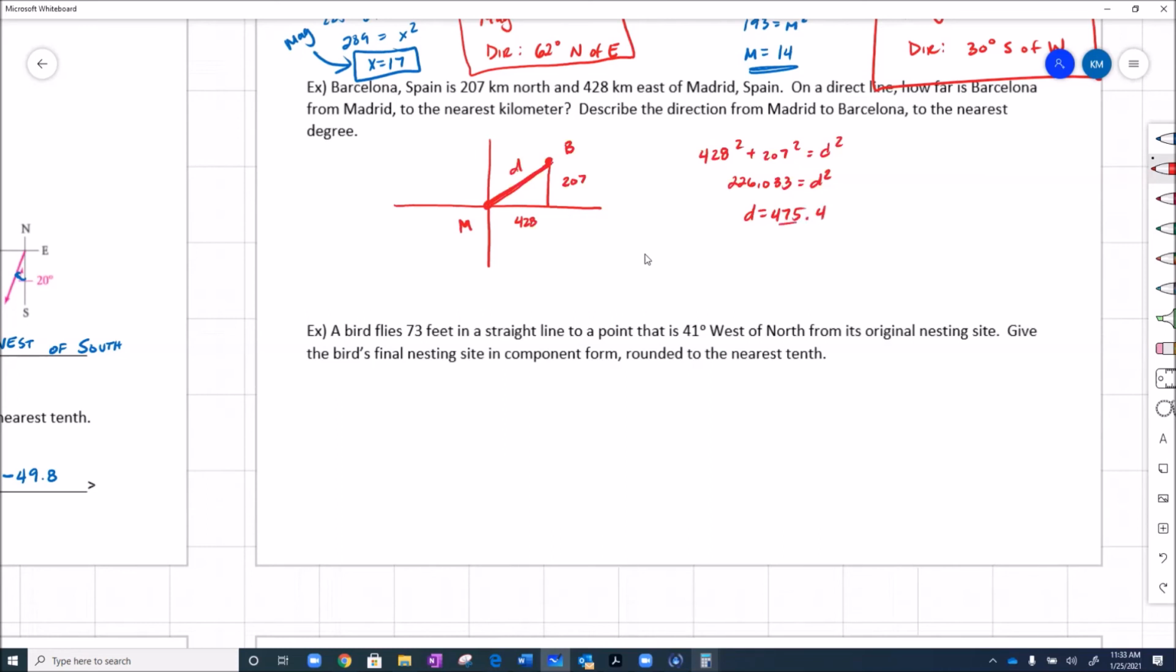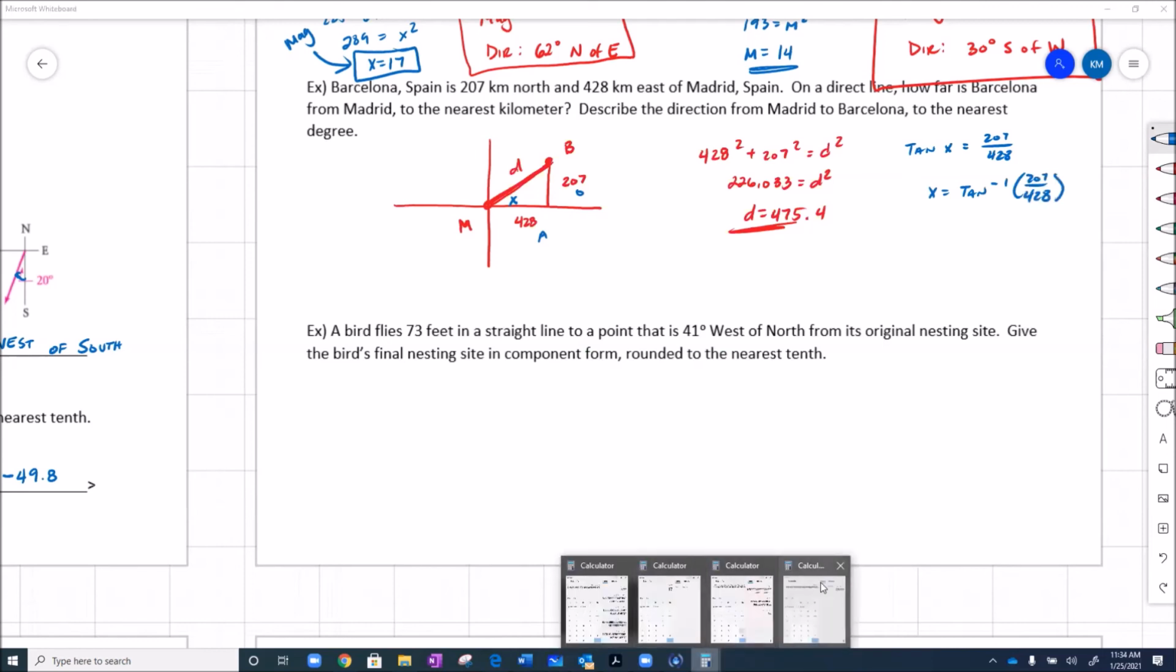Okay, directions tell us around to the nearest whole number. So 475 is what we'll say. Okay, then it asks us for the direction of it. So we'll call that x. And so we have opposite over adjacent. That means we're using tangent. Tangent x equals the opposite 207 over the adjacent 428. Find x by using inverse tangent of 207 over 428.